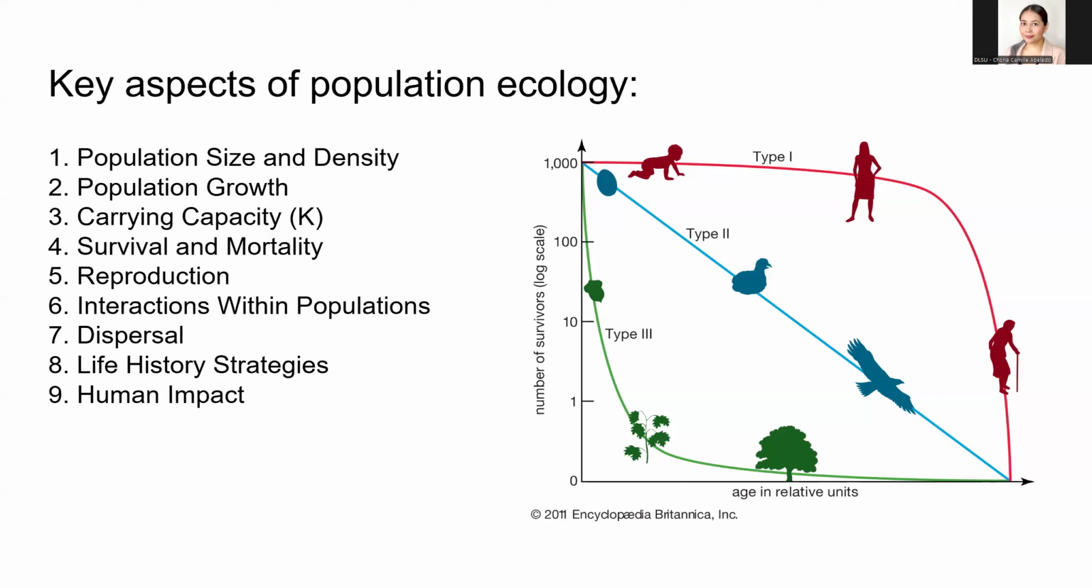But some people confuse population size with population density. So population size refers to the raw total number of individuals in a population. So since it's a raw number, it can be affected by births, by deaths, by immigration, pagpasok ng organisms, and by emigration, pag-alis. Tama ba?